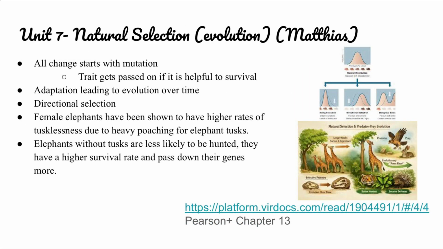All evolution begins with mutation. When a mutation helps an organism survive, that trait is more likely to be passed on to future generations. Over time, these helpful adaptations can lead to evolution through directional selection. A clear example is elephants. Because poachers target elephants with tusks, tuskless females are more likely to survive and reproduce. As a result, tusklessness has become more common in elephant populations over time.